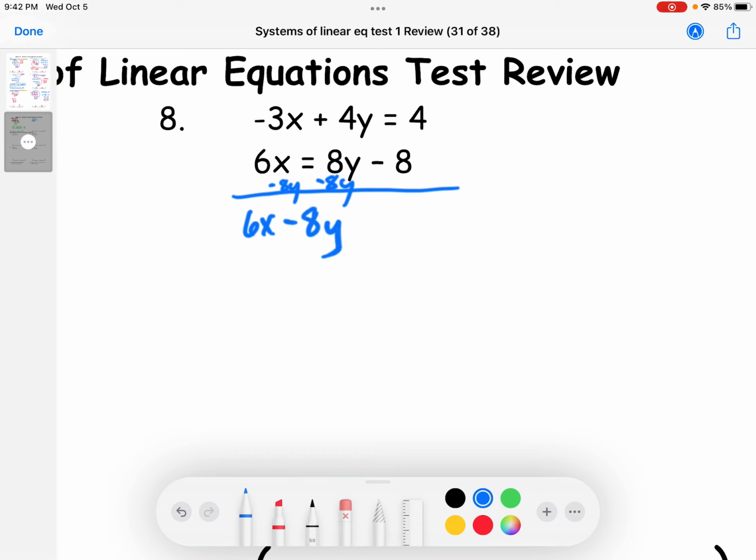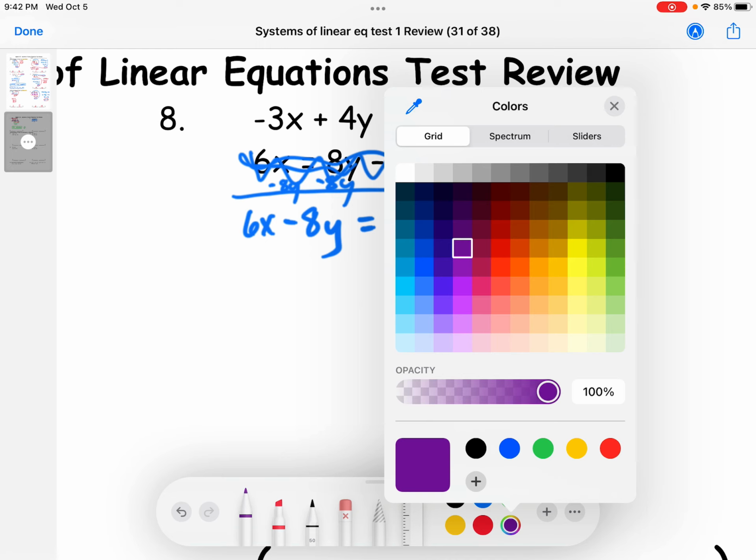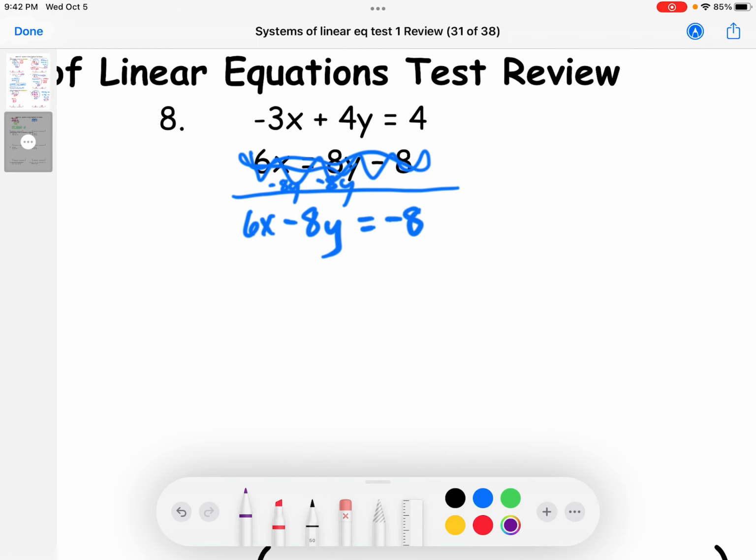So it makes it 6x minus 8y equals negative 8. Okay, so we're no longer using this middle equation. We're using the top one that it gave us and our modified one. Now we've got that. It's not that far off. It's not super far off from us doing elimination. Because what I can do is I can multiply this top equation times 2.